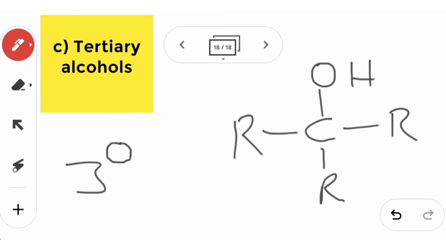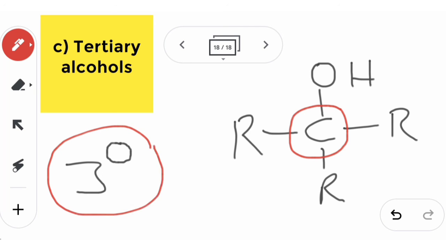If you have three alkyl groups directly attached to the alpha carbon, so the alpha carbon is this carbon here, then you're going to have tertiary alcohols. These alkyl groups can be different or they can be the same. It doesn't matter. As long as you have three alkyl groups attached to the alpha carbon, what you're going to have is a tertiary alcohol. So this is the symbol for tertiary. Anything that is tertiary will have this symbol. It can be tertiary alkyl halides. Anything that is tertiary is going to have 3 and that degree symbol.